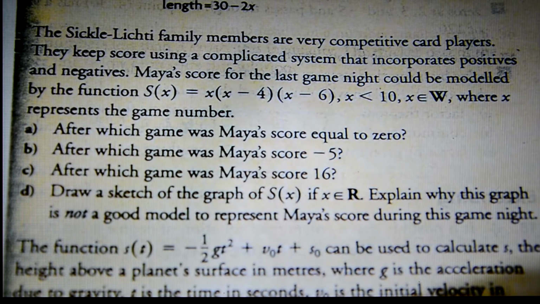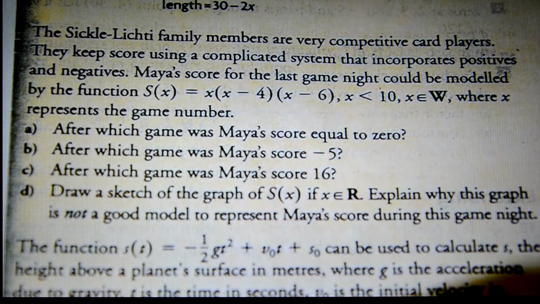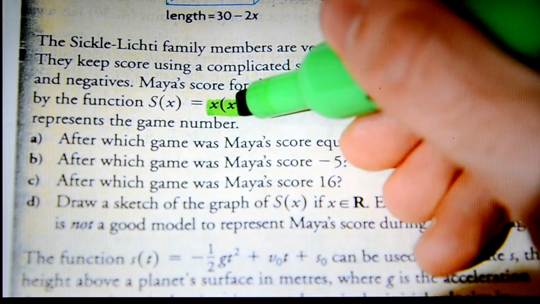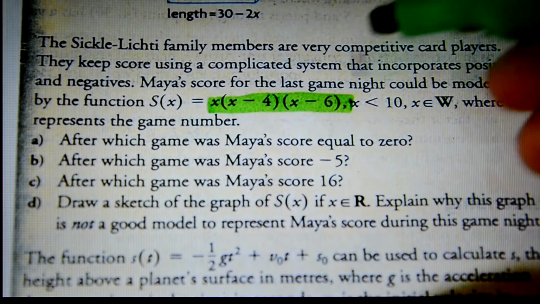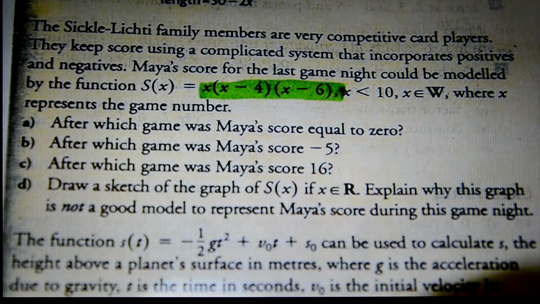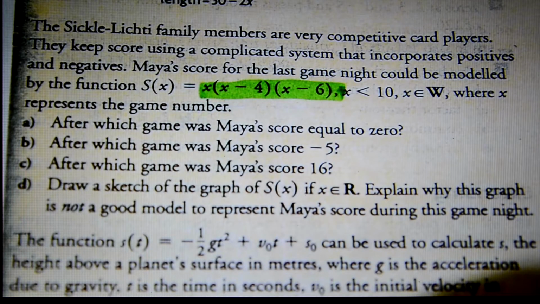As you can most likely tell, this question revolves around the function x times (x minus 4) times (x minus 6). This function is a polynomial, which we learned how to solve in Unit 2 of Advanced Functions.